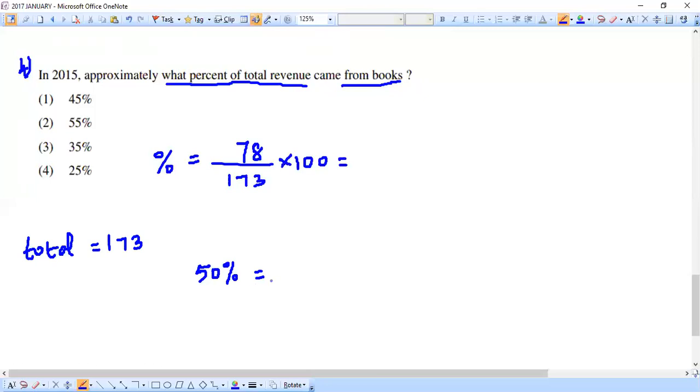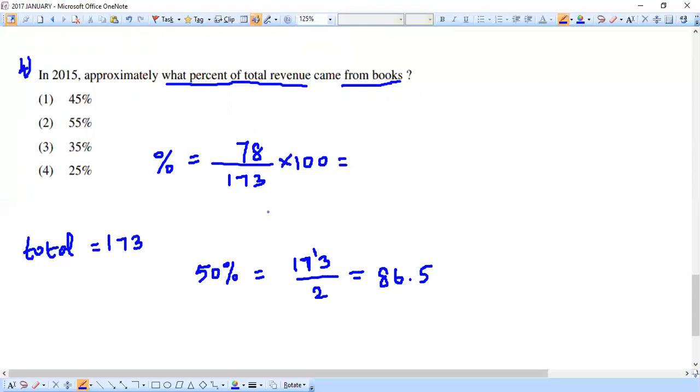We know about 50%. 50% of a number is nothing but half of that number. Is it or not? So let's divide 173 by 2 and let's see what happens. Let's try to do the approximate calculation. So 173 by 2. We have 2 8s are 16, so that means 1 is carried. And next we have 2 6s are 13 and a 0.5 comes, so 86.5. Now we got 50% of 173 to be 86.5.